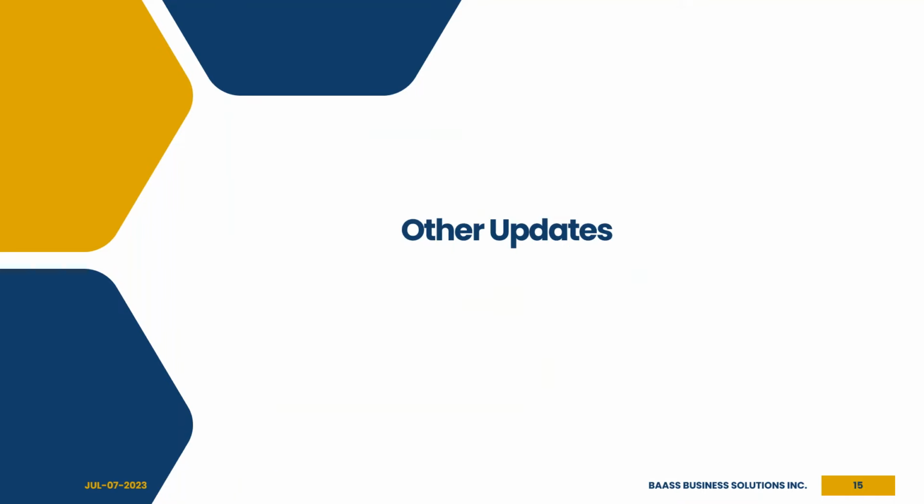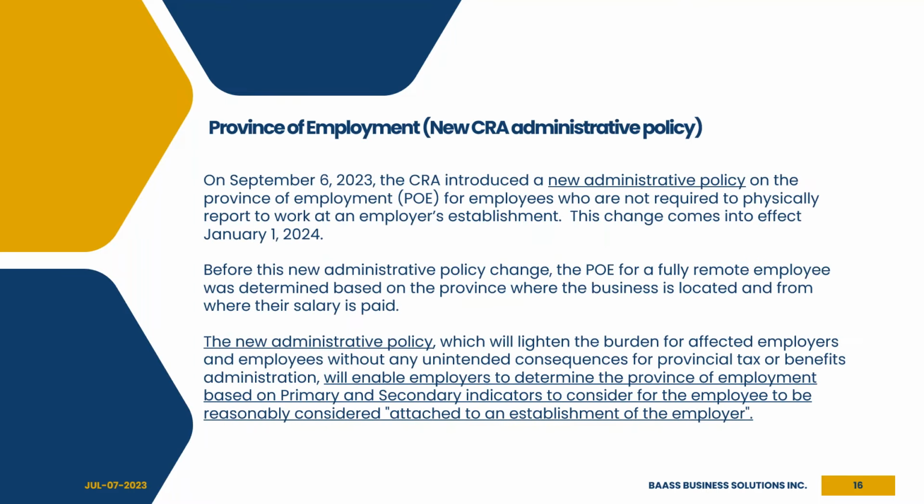So here are some other updates, and I'll go through these pretty quickly. Determining the province of employment. There is a new administrative policy in place that determines the province of employment. So I urge you to look online to get additional information on it. The new administrative policy will enable employers to determine the province of employment based on the primary and secondary indicators to consider for the employee to be reasonably considered attached to an establishment.